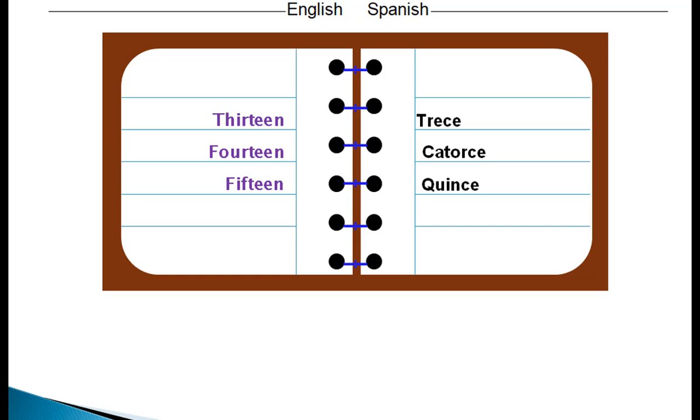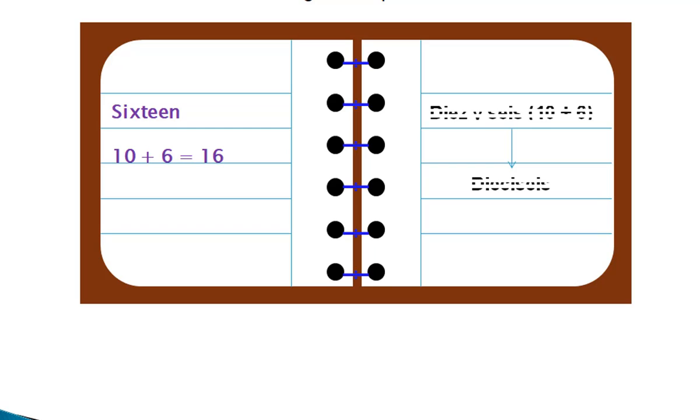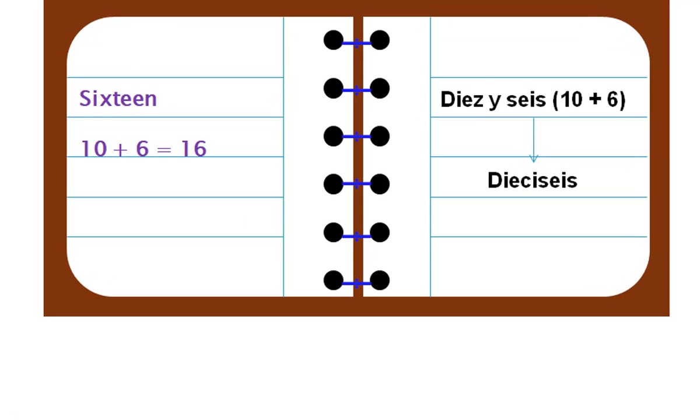I'll tell you a pattern, and all these next 4 numbers follow the same pattern. So 16 is what? 10 plus 6, right? 10 was diez and 6 was seis. So this little y which we are seeing between diez and seis is 'y', which represents 'and' in Spanish. So we are saying 10 and 6. Diez y seis, which equals 10 plus 6 equals 16.